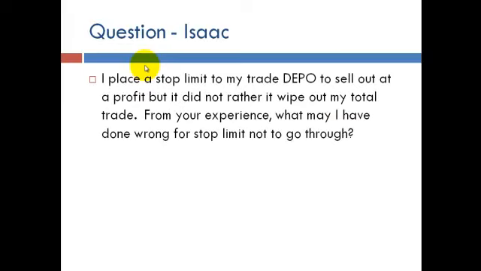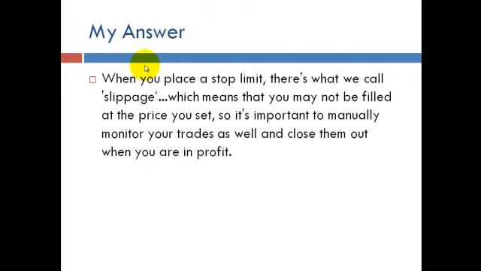And Isaac also asked, he said, I placed a stop limit to my trade DEPO to sell out at a profit, but did not. Rather, it wiped out my total trade. From your experience, what may I have done wrong for stop limits not to go through? Isaac, you didn't do anything wrong. Okay, it's like I explained to Colin, it's due to the slippage.